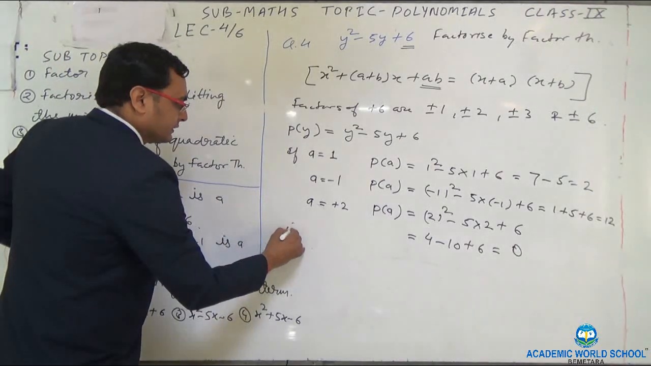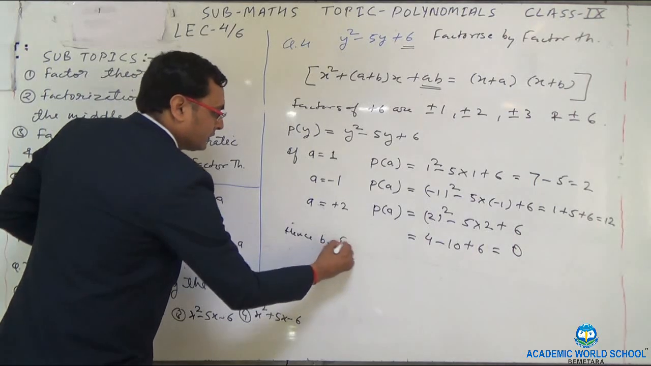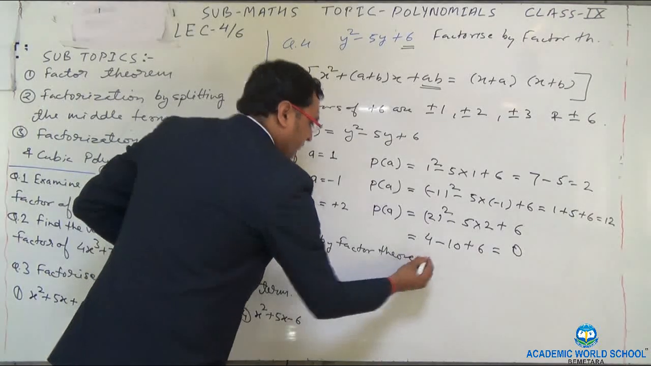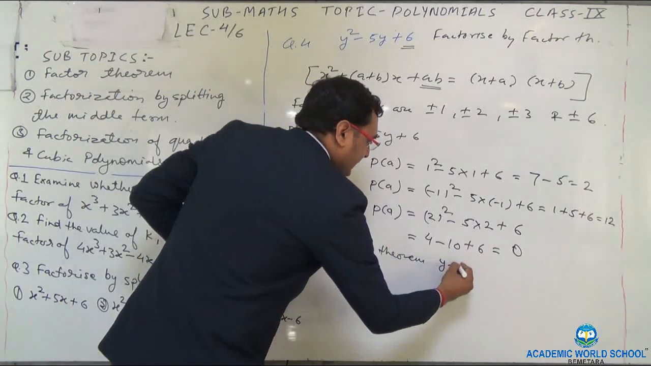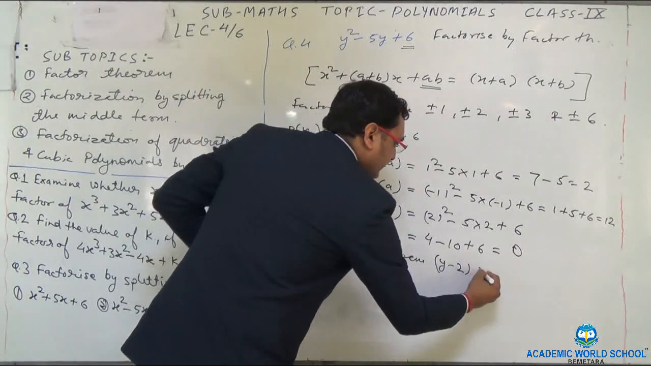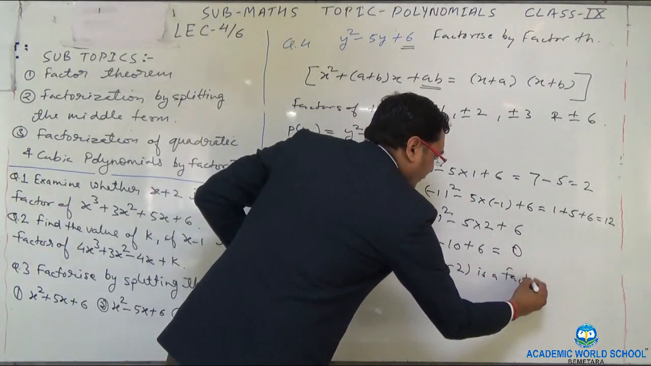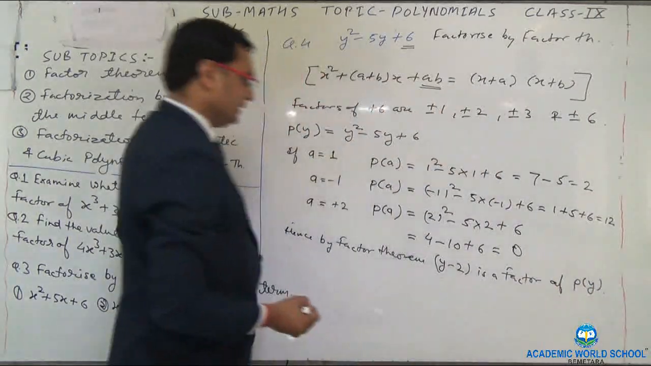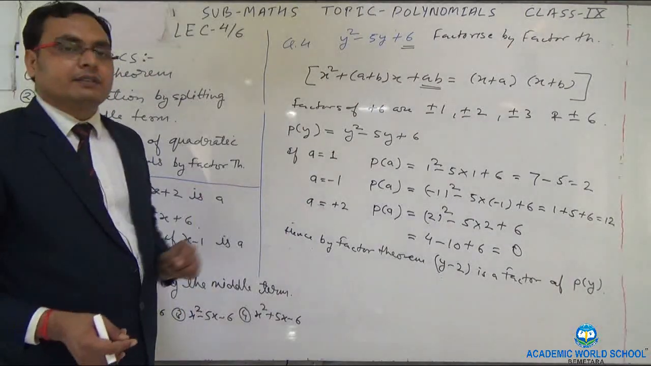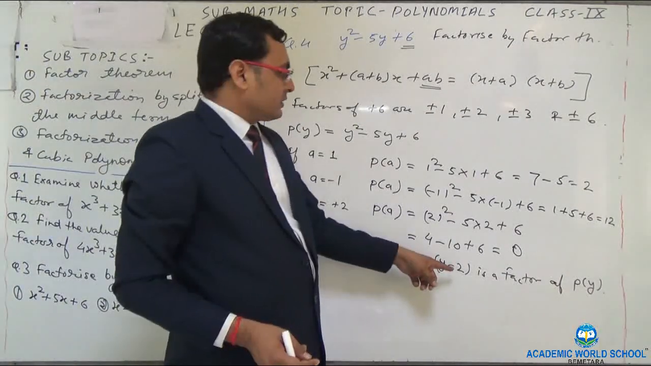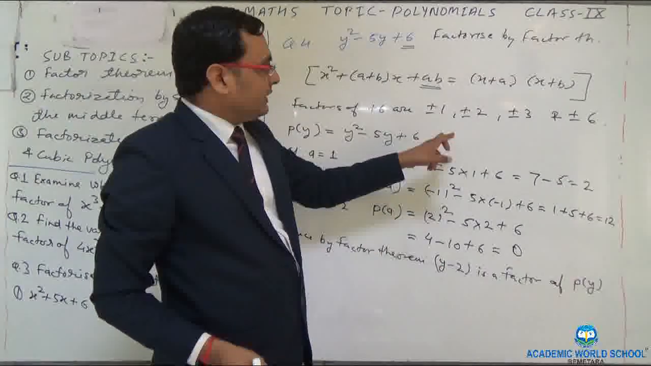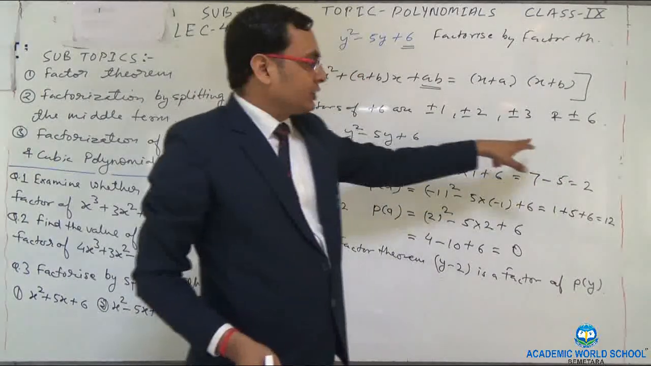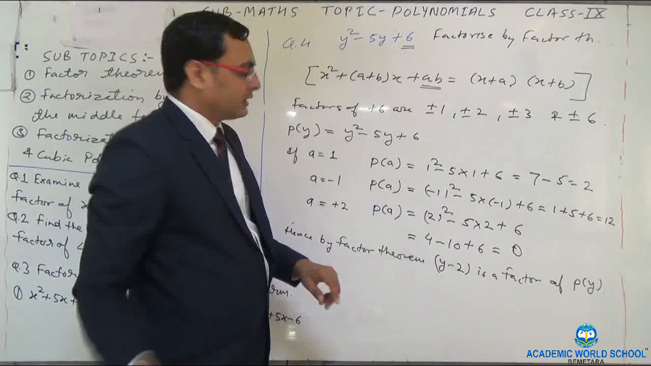So we can say x minus a will be a factor of this polynomial. So hence, by factor theorem, y minus 2 is a factor of P(y), the polynomial P(y). Still we got only one factor. Now look, as we got 2 as a factor, we want to find one more factor here. So we will put some other possible values of a to get one more factor using factor theorem.